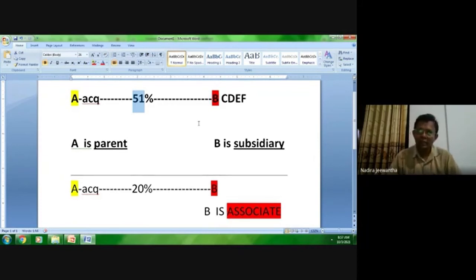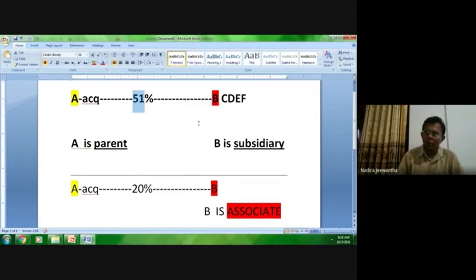Now understand this. A acquires 51% of B, and it can be any number of companies. Yes, possible. Don't worry. You can acquire many subsidiaries. You can acquire many numbers of shares. So then they become subsidiaries of you. It becomes a group. So finally, you will be preparing consolidated accounts.